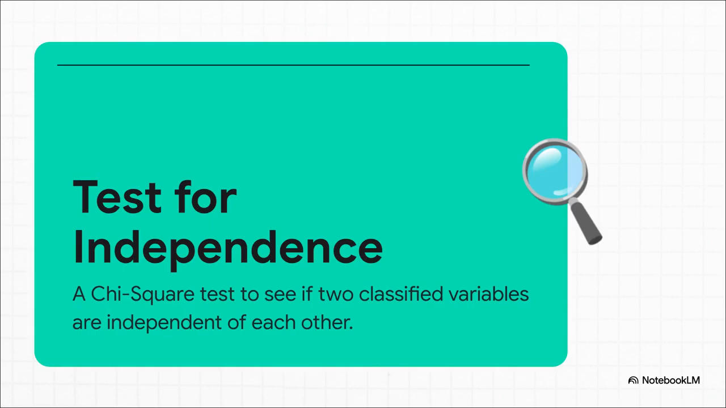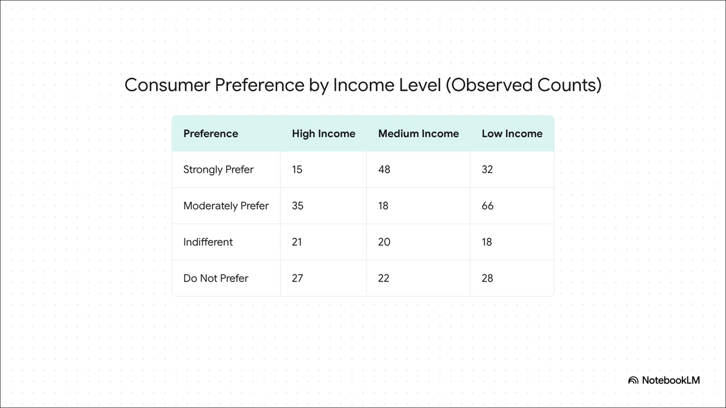And this right here is one of the most useful ways you can apply the chi-square test. It lets us dig into survey data with categories like high, medium, low income, or prefer versus don't prefer, and see if there's a real statistical link between them. Okay, so here's the raw data, what was actually observed from a survey of 350 people. We can see how many people from each income group felt a certain way about the shampoo. For example, you see 15 people in the high-income group strongly preferred it, but way over here, 66 people in the low-income group only moderately preferred it.